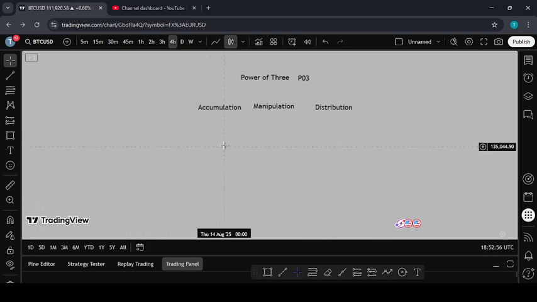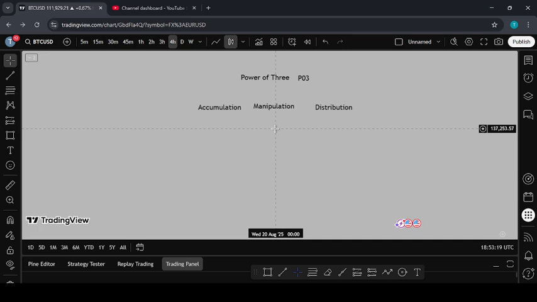And gather liquidity, while the manipulation phase is the period where the market breaks out of that particular range, but that breakout is manipulated because it does not break out in the direction it intends to go. It will give you a fake out.